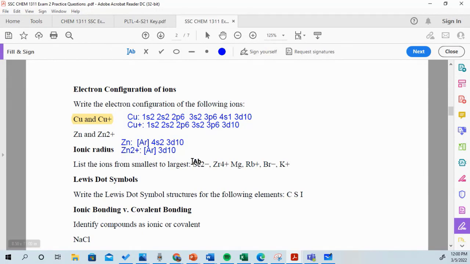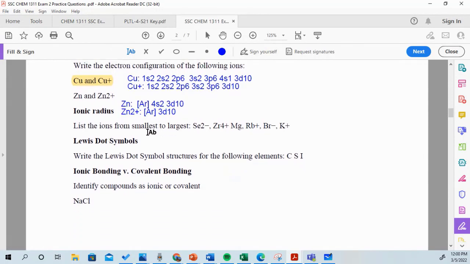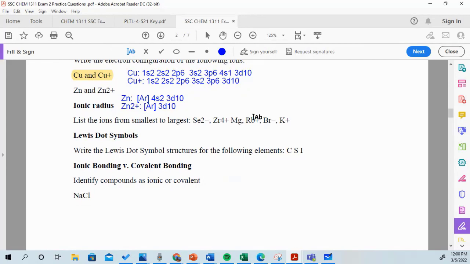You're good. Alright, so ion radius. We're going to list these ions from smallest to largest. So go ahead and give me the ranking. Which one would be the smallest?